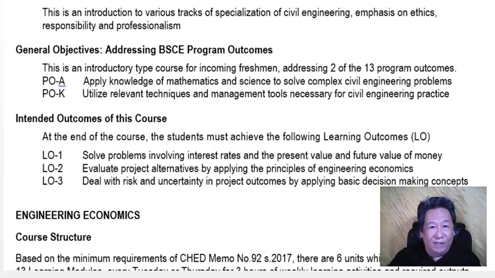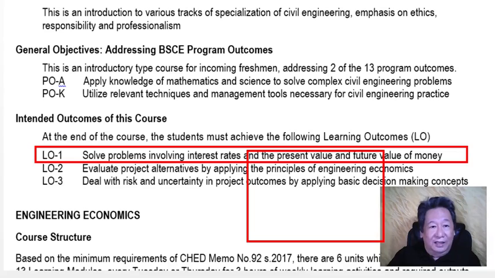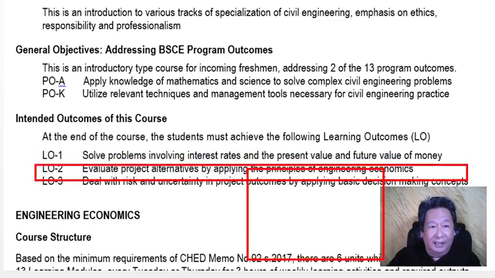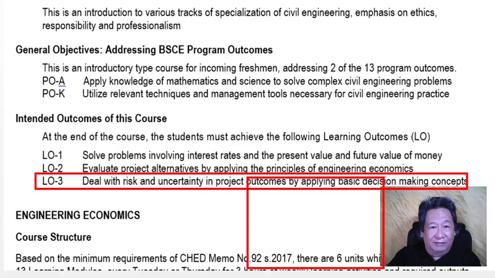At the end of the course, you must achieve the following learning outcomes, or LO. LO1, after the course, you're able to solve problems involving interest rates and the present value and future value of money. LO2, you're able to evaluate project alternatives by applying the principles of engineering economics. And LO3, after the course, you're able to deal with risks and uncertainty in project outcomes by applying basic decision-making concepts.